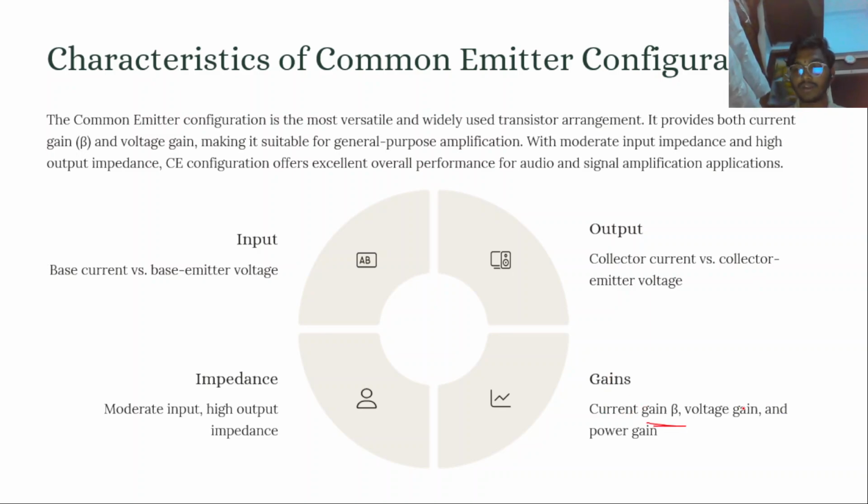Now the common emitter configuration is widely used in transistors. It provides both current gain and voltage gain, making it suitable for general purpose applications. It has moderate input impedance. Common emitter configuration gives excellent overall performance for audio or signal amplification applications.